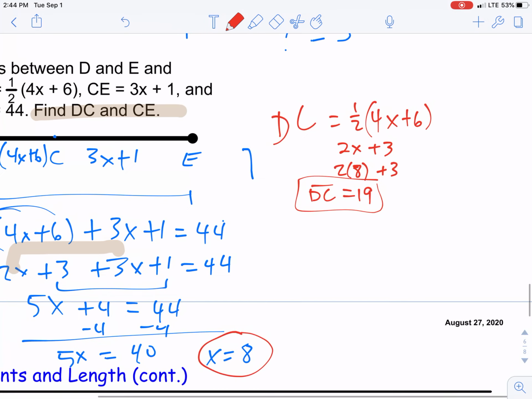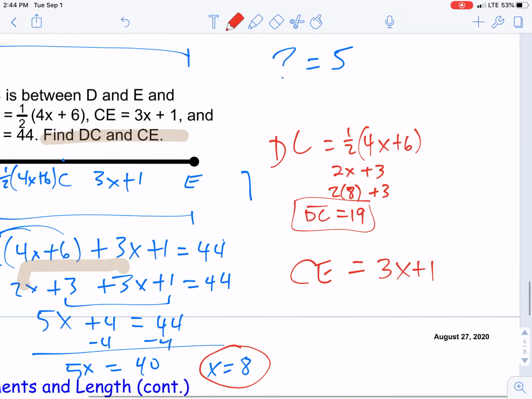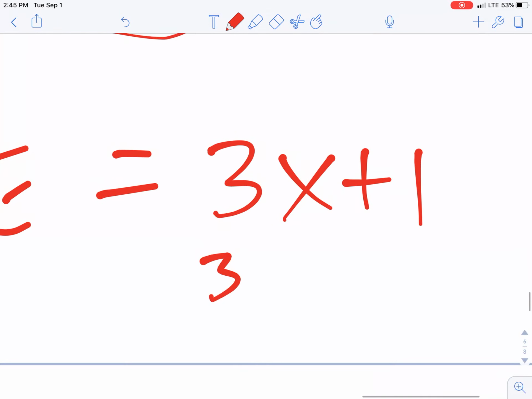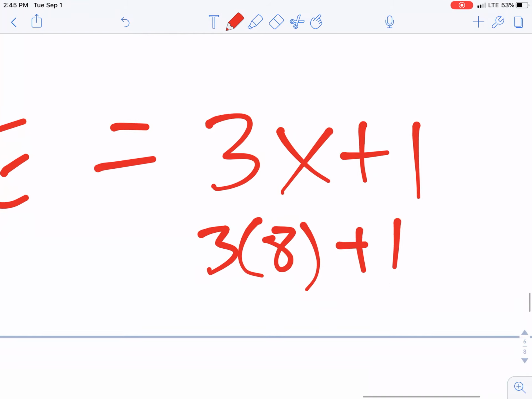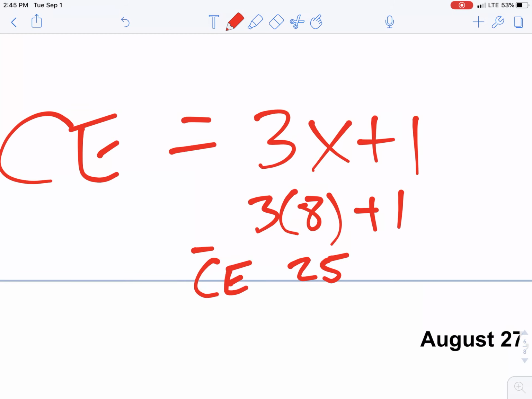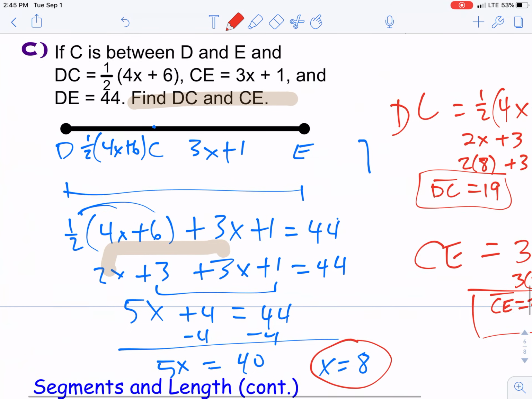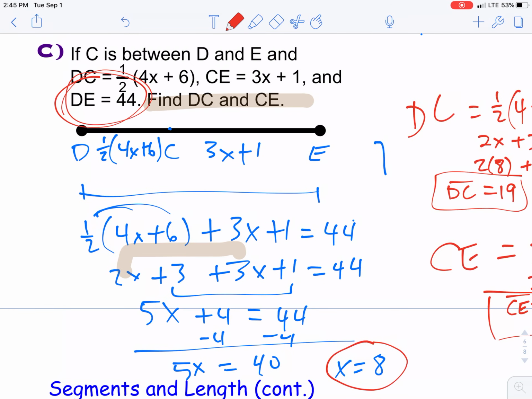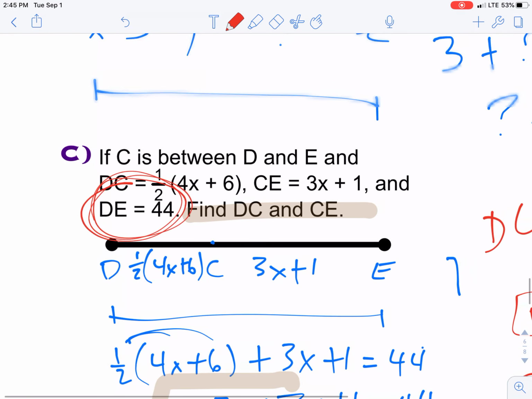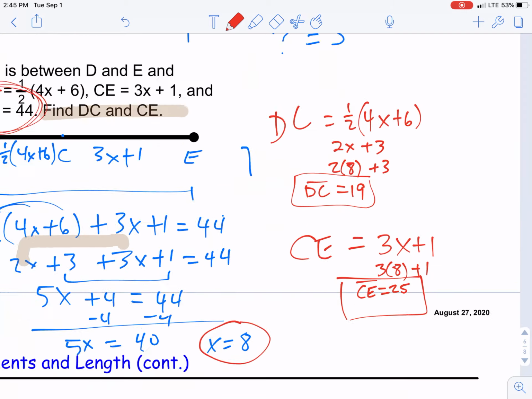All right? C to E was 3x plus 1. And then we're going to do 3 times 8 plus 1. 24 plus 1 is 25, so C to E equals 25. If you want to just double check your work, the total length was 44, right? The whole length was 44. If you take 19 and 25, add them together, you get 44. We know we did it correctly.